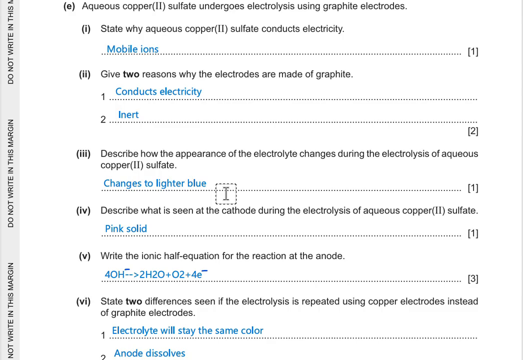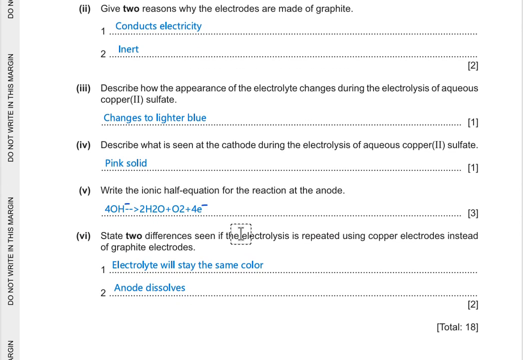Describe what is seen at the cathode during the electrolysis of aqueous copper 2 sulfate. Now we can't really say copper 2 sulfate or copper just like that. We have to describe what we can see. It's as if we don't know that copper is going to be there. We are in the experiment and we're seeing what is going on at the cathode. So we can see a pink solid.